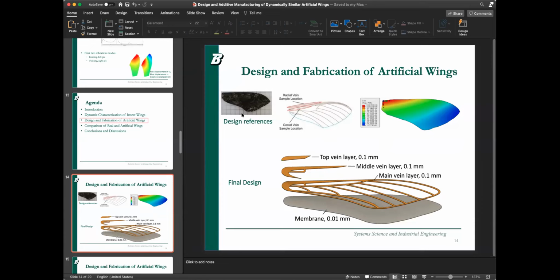Again, the next question: your analysis only considers two modes. Why not higher modes and natural frequencies? So, two modes is with regard to the bending and twisting, which are the two major modes we need to consider for flapping and for flying insects.